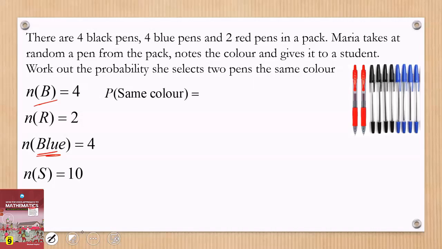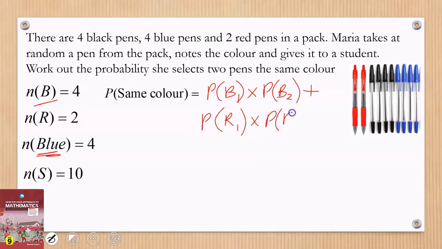Now the 2 pens selected being of the same color means that we are going to find the probability of the first one being black, and the second one also being black. So the first is black, second is black. Or, and here or means plus, take note of that. Or the first is red and the second also is red. Or the first is blue, and the second is also blue.